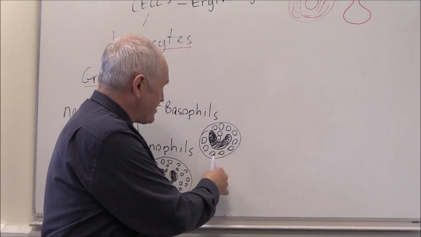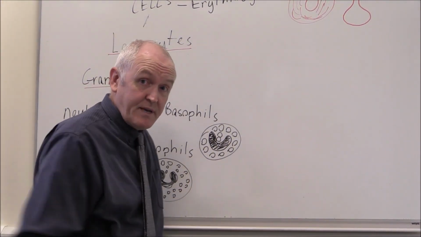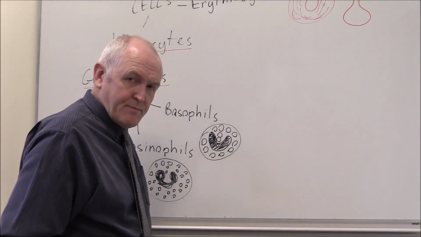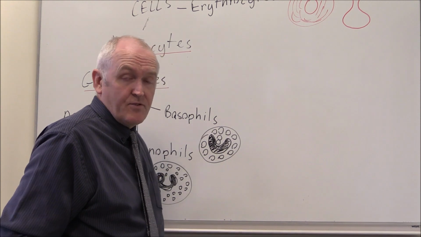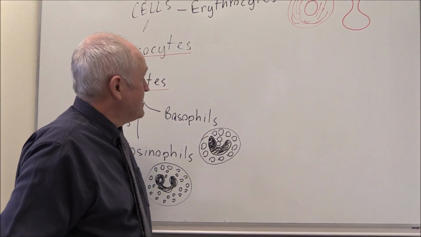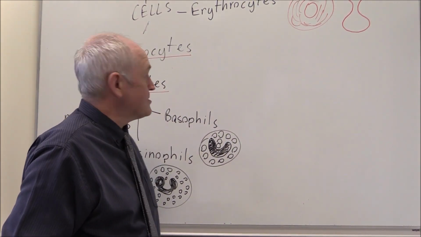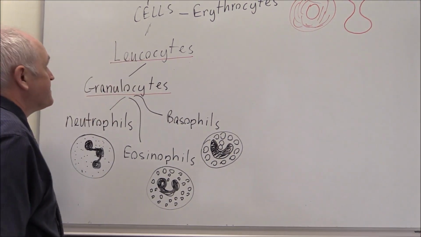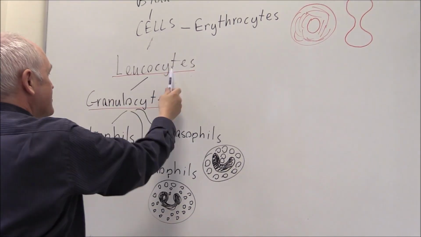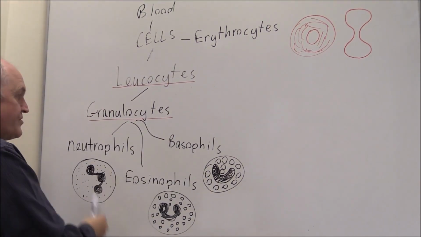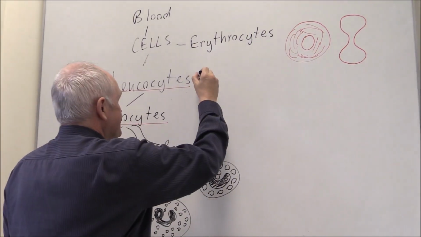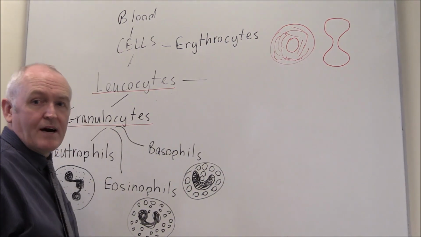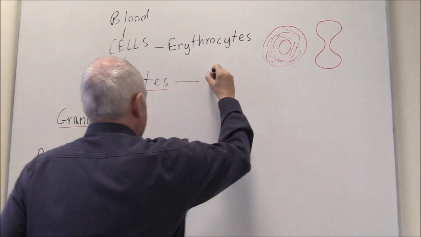And with an appropriate stimulus they'll release histamine, which will cause an inflammatory response. This is why we give antihistamines for some inflammatory, particularly allergic disorders. So, cells, erythrocytes, leukocytes, granulocytes, neutrophils, eosinophils, basophils. The next classification of leukocyte we want to think about are the agranulocytes.